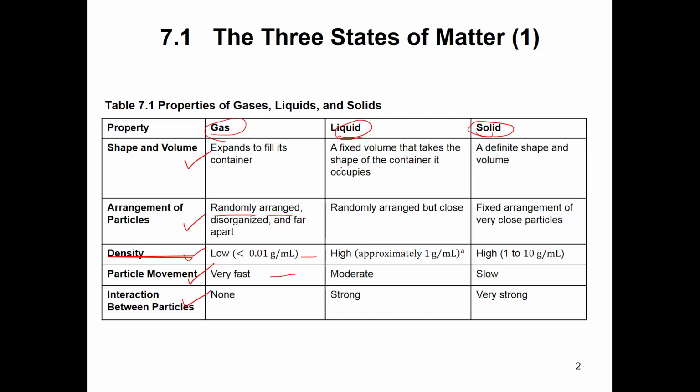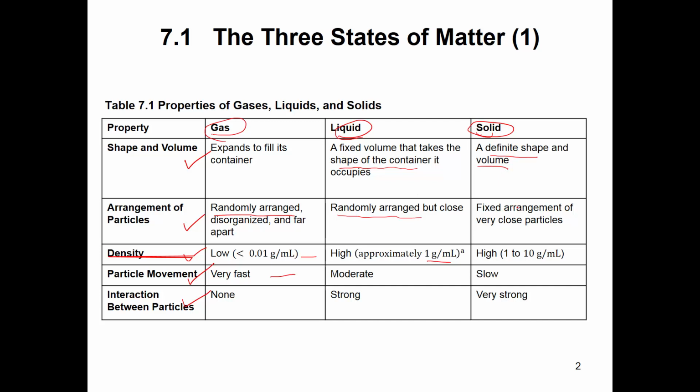A fixed volume in a liquid is the difference between a gas and a liquid as far as shape and volume. It still takes the shape of the container, but the volume will not change. It has randomly arranged particles, but they're very close together, especially compared to gases. It has a high density, about 1 gram per milliliter. Moderate particle movement, they're still moving around, but not nearly as quickly as a gas, and the interaction between the particles is strong.